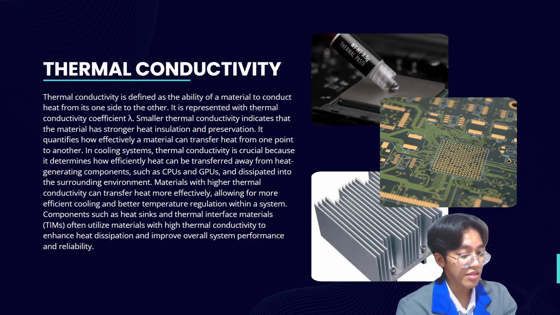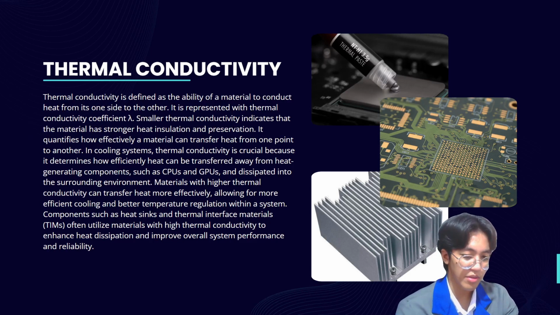These pastes often contain a mixture of ceramic and metallic particles suspended in a silicone or non-conductive grease base. Next, copper is one of the most widely used materials for heat sinks and heat pipes in a cooling system in your computer. It has excellent thermal conductivity, making it highly effective at transferring heat away from the components. And last, aluminum.